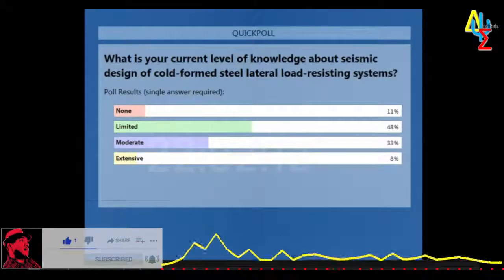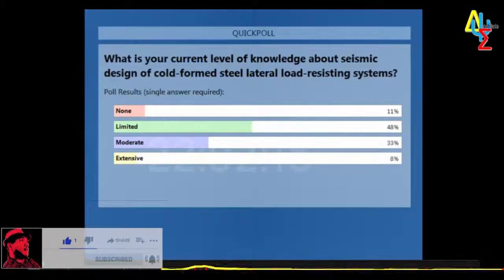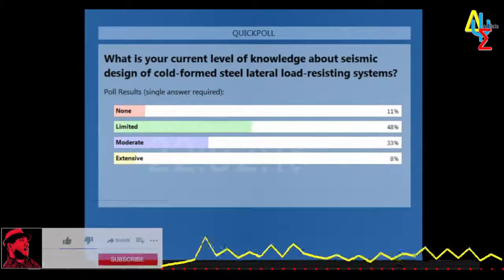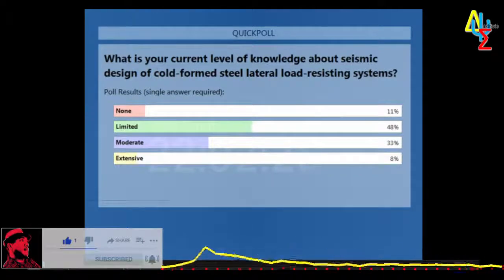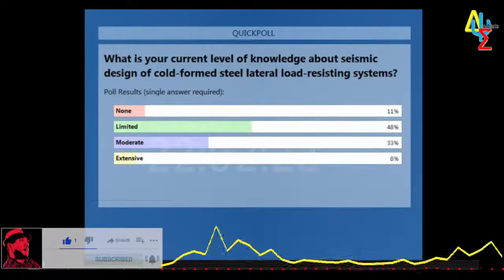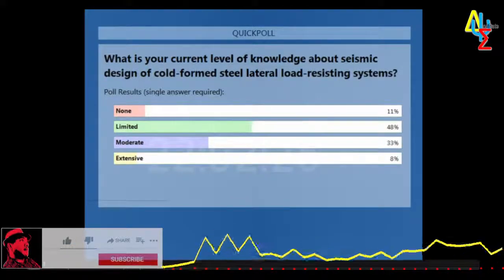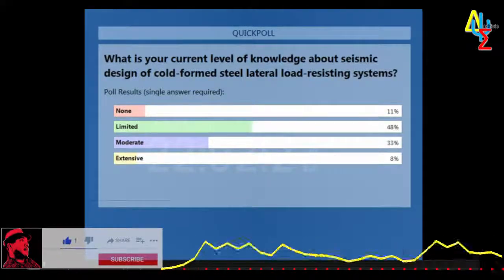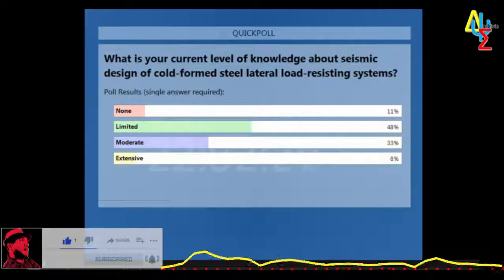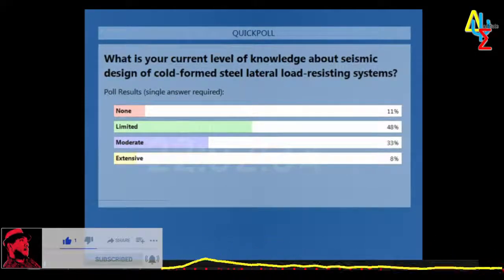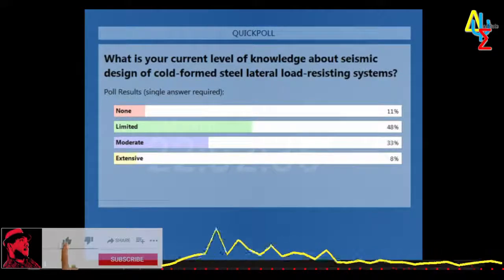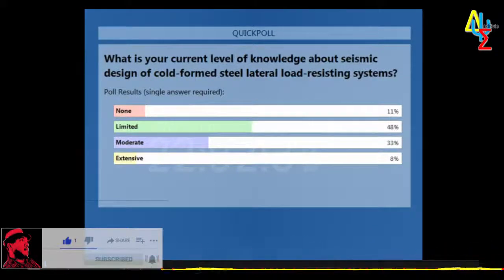So about 11% of you said that you don't have any experience or knowledge about seismic design of cold form steel lateral load resisting systems. 48% of you said limited, 33% of you said moderate, and 8% of you out there said extensive. So the nice thing is I think you're going to find that we will be providing relevant information in this webinar for all of you out there, regardless of your experience level.